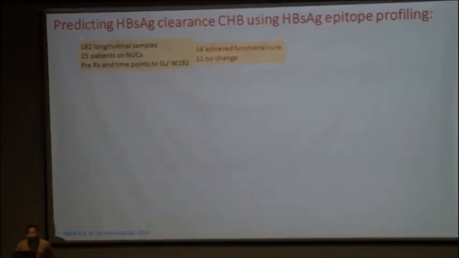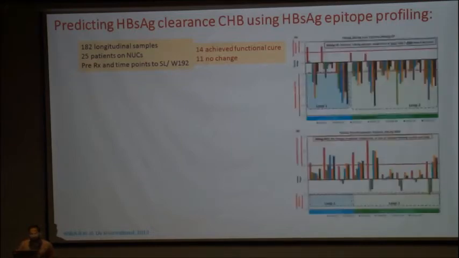Okay, so predicting the HBsAg clearance in chronic hepatitis B using HBsAg epitope profiling. This is a very niche group of patient profile: many thousands of patients were followed on nukes in E positive patients who achieved functional cure. Only 14 patients achieved functional cure, and the samples of these patients were studied in multiple studies for this profiling of the epitopes. So this is how the profiling looks.